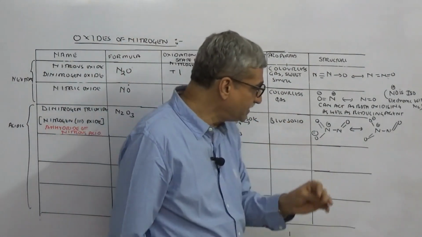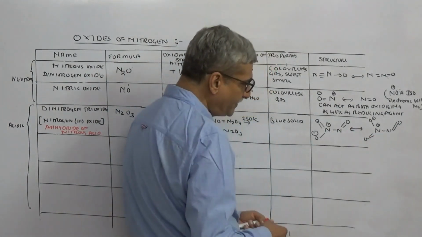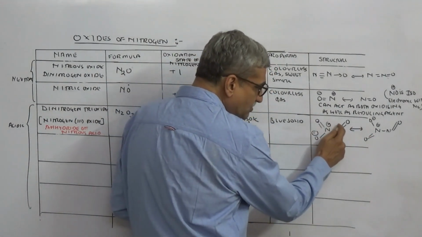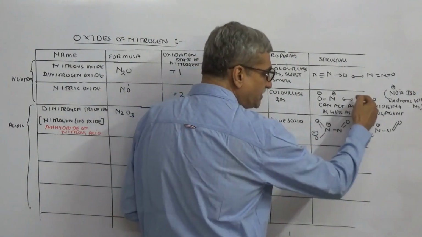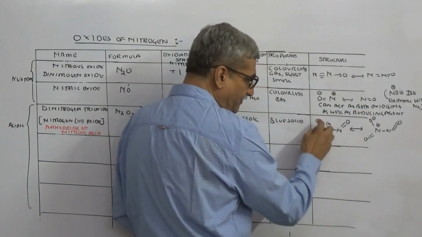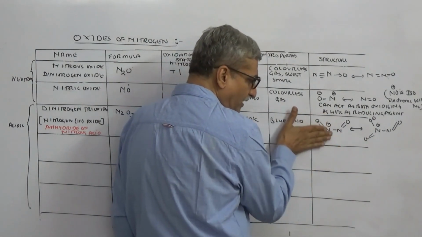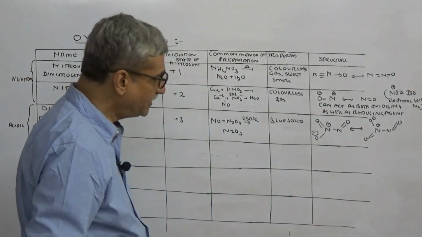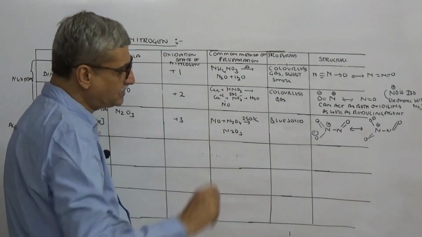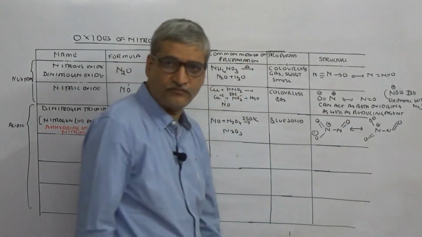As far as the structure is concerned, it exists as 2 resonating structures. This part of the structure is planar, whereas this oxygen is outside, and that makes it non-planar. So N double bond NO is in one plane and this NO is in another plane. Is this point clear? So in the 3-dimensional structure, partly it is planar and partly it is out of plane.